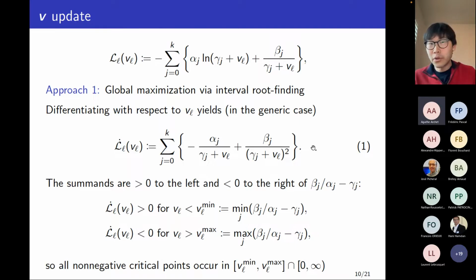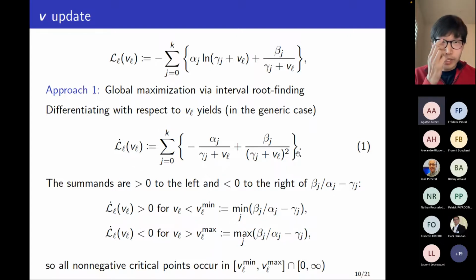So here's the first approach, which is to say, hey, this is a univariate problem. Maybe we could even just do global maximization. In particular, if we differentiate with respect to VL, in the generic case, we end up with this derivative. It's a rational function in VL. So certainly we could clear the denominator, and then we have a polynomial in VL, which we could solve.